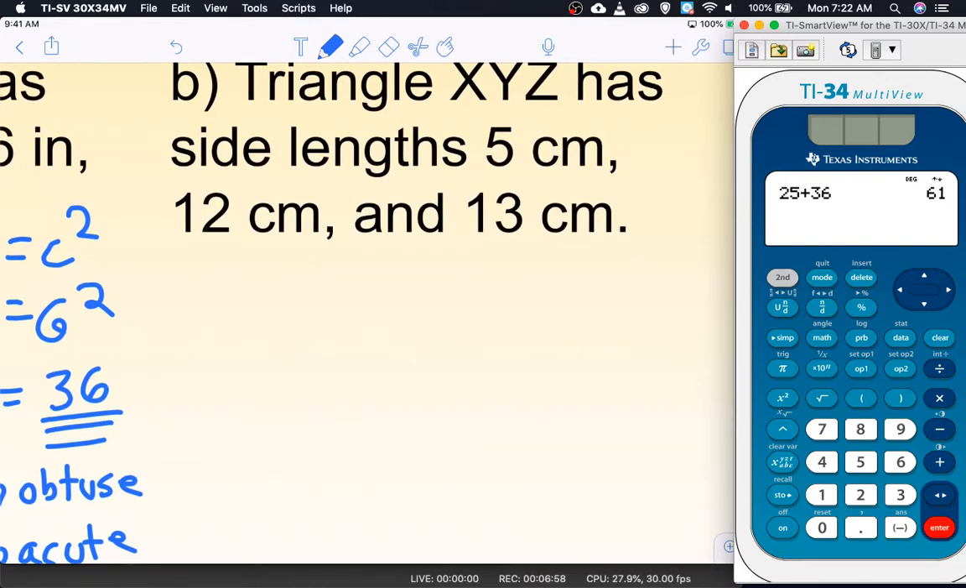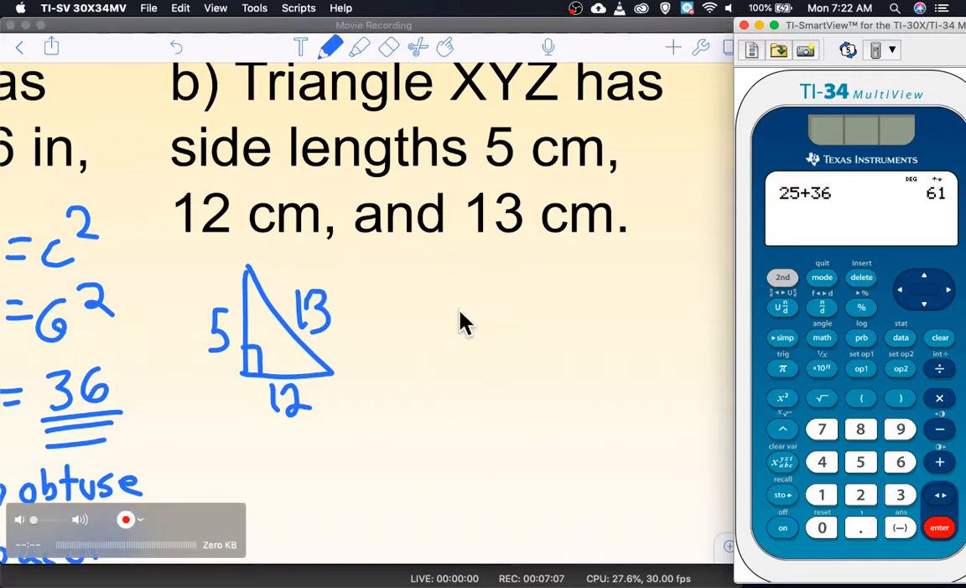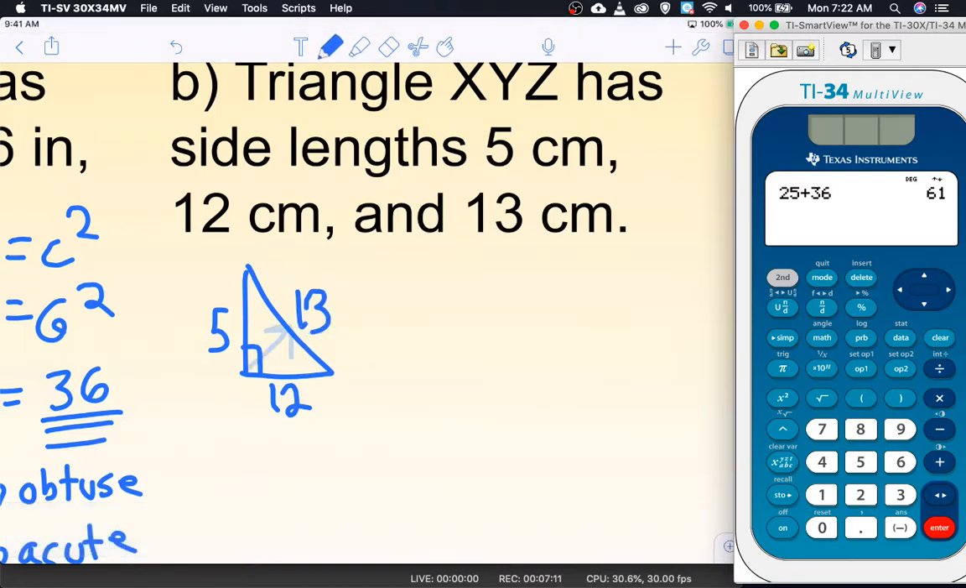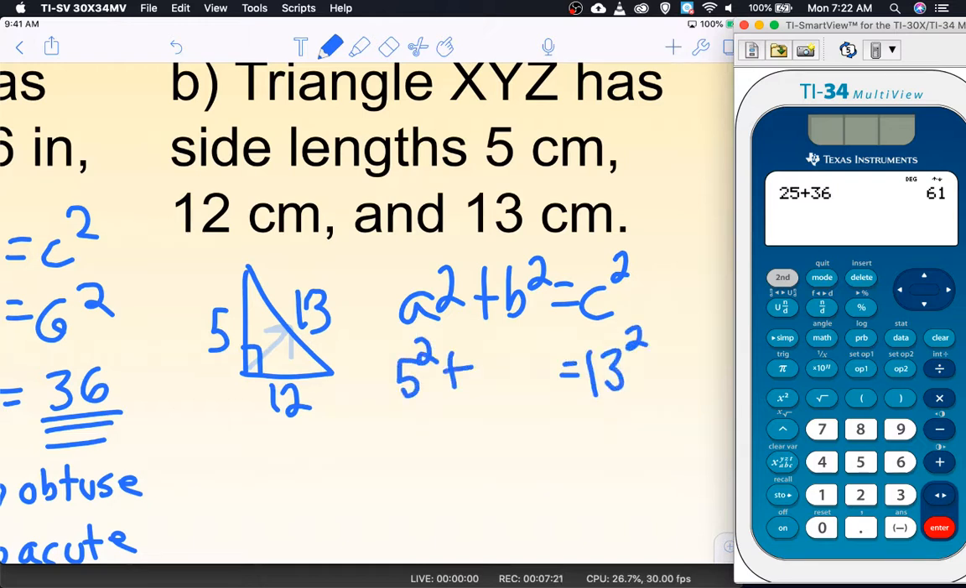Triangle XYZ has side lengths of 5, 12, and 13. So again, I just draw a random triangle. 5, 12, and I made sure I put the longest side in for the hypotenuse. That is the hypotenuse over there. So a squared plus b squared equals c squared. I plug the longest side in for c and the other two in for the other two.